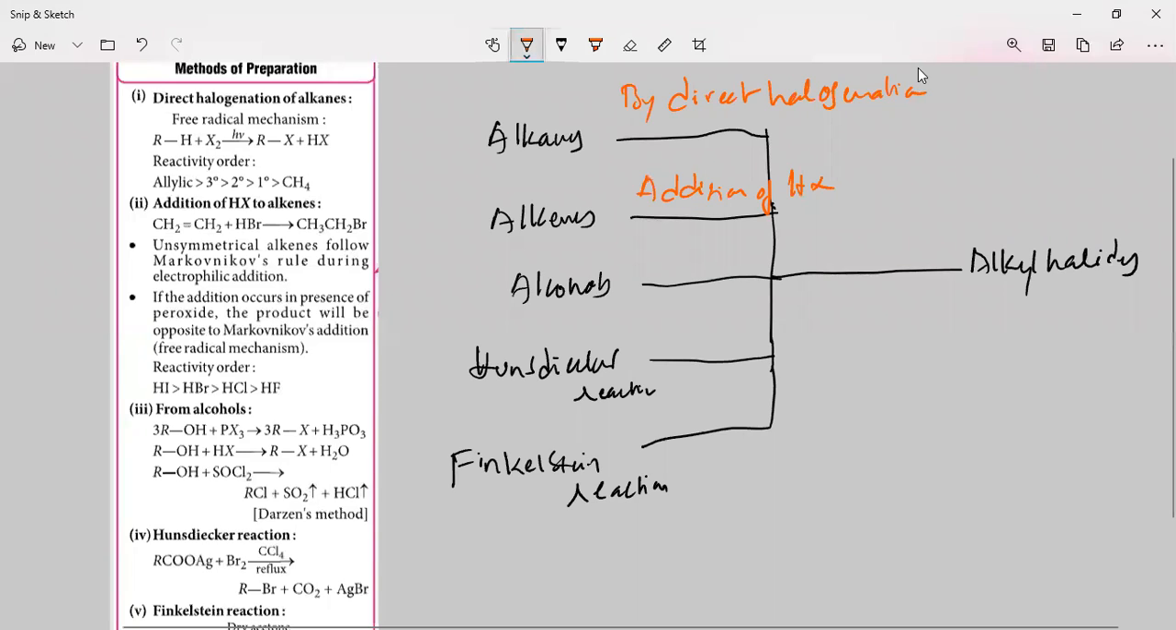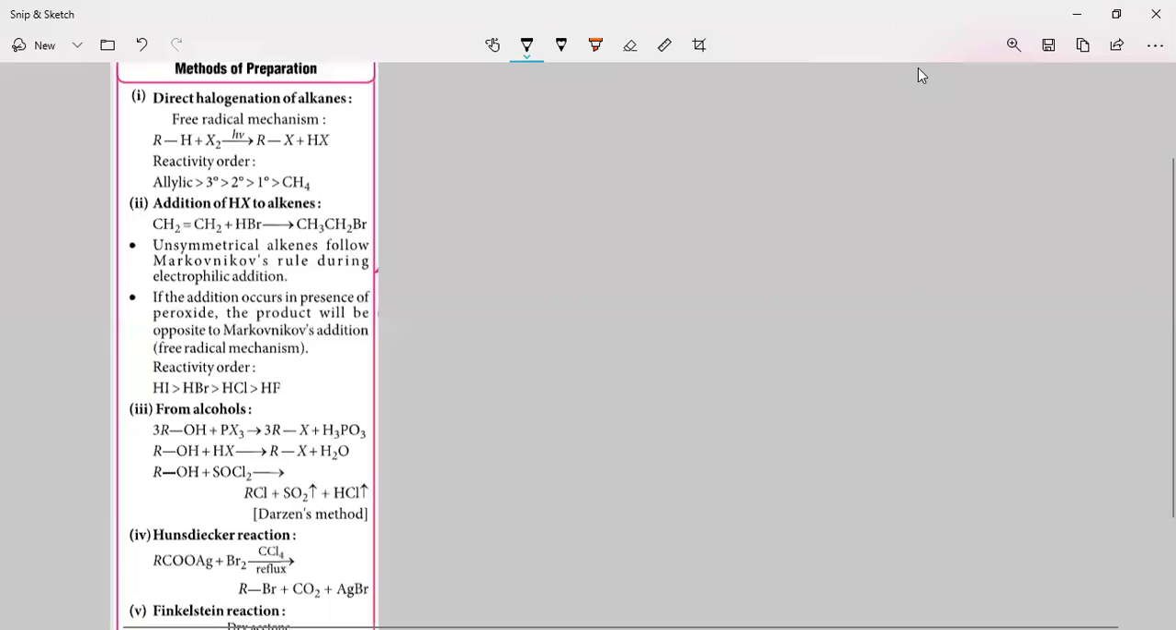Next, we can prepare from alcohols by reaction with hydrogen halides. In the Hunsdiecker reaction, by bromination, and in the Finkelstein reaction also we can prepare. Okay, let us discuss one by one. Already we have discussed the first one.